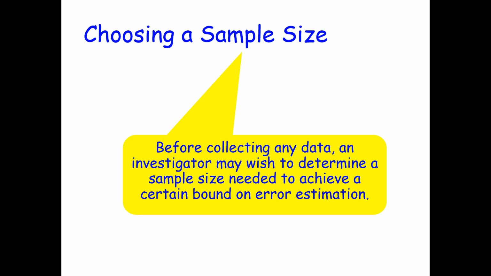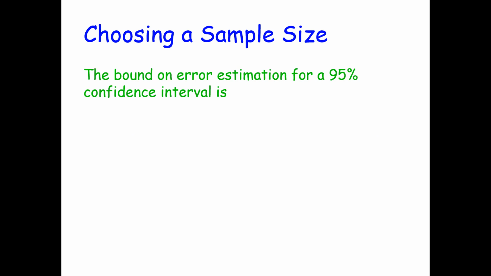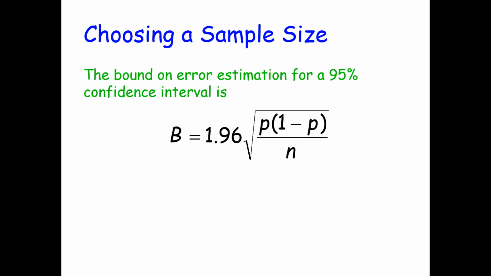Choosing a sample size. Before collecting any data, an investigator may wish to determine a sample size needed to achieve a certain bound on error estimation. The bound on error estimation for a 95% confidence interval is B, capital B, equals 1.96 times the square root of P times 1 minus P divided by N, which is the standard deviation of our sampling distribution of P hat.